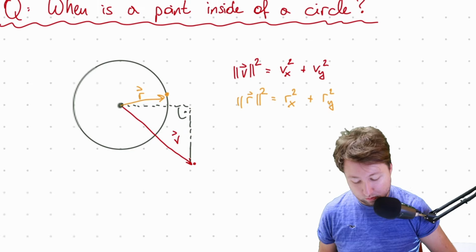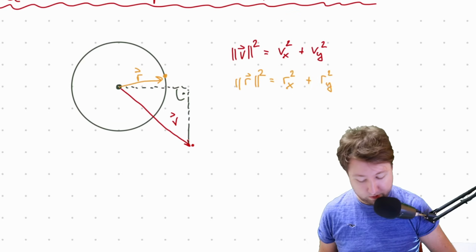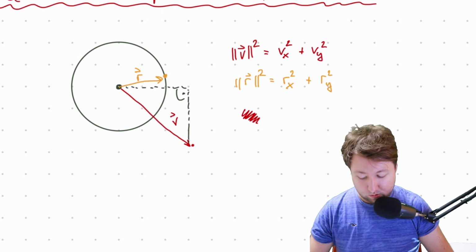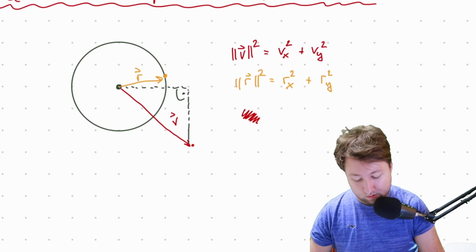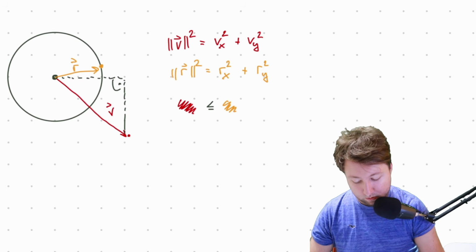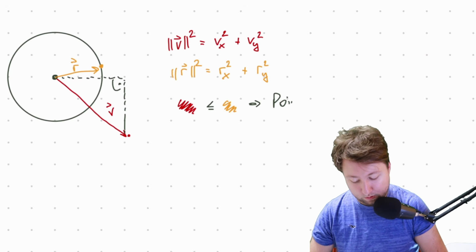And all that we need to do now is compare these two. Namely, if the red quantity, the distance to the reference point, is less than or equal to the radius of the circle, then we know that the point is inside.